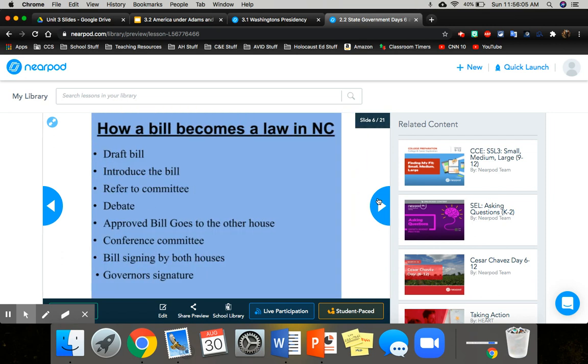All right, how a bill becomes a law in North Carolina. Someone first has to draft it, so they draw it up, write it up. Then they introduce the bill on the floor. This can happen in either house, in the House of Representatives or in the NC Senate. Then it gets referred to a committee. Then they debate on it, talk about it.